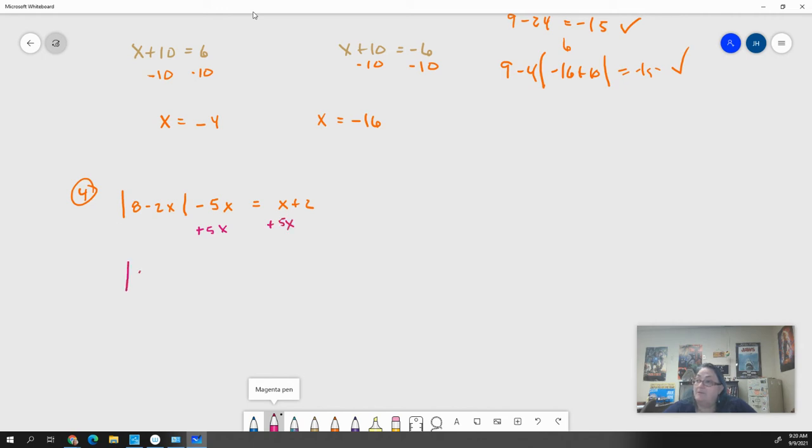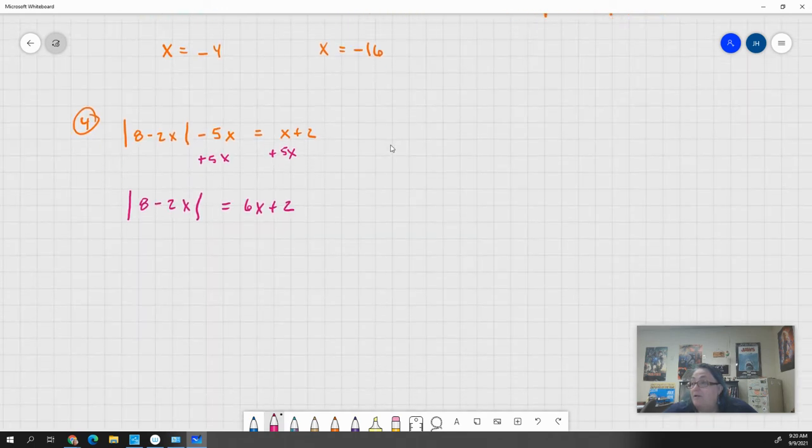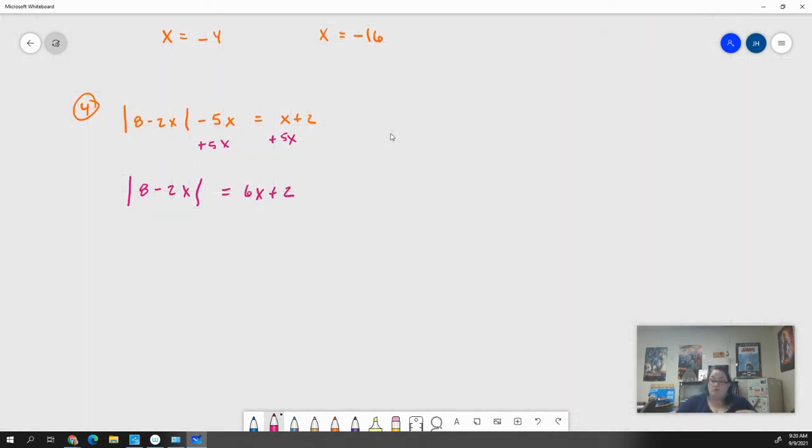So I would be left here with the absolute value of 8 minus 2x equal to x plus 5x, which is just 6x plus 2. Now, when I go to set this problem up and I create my two scenarios, this one is going to be 8 minus 2x equals 6x plus 2.